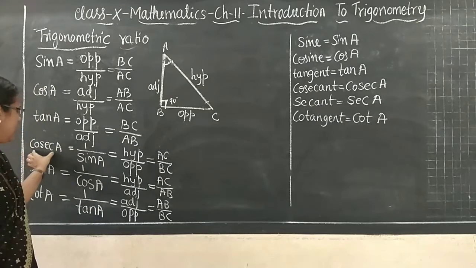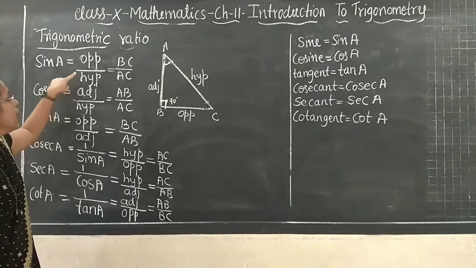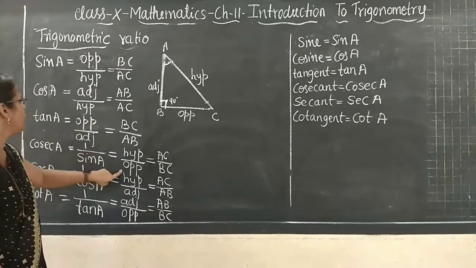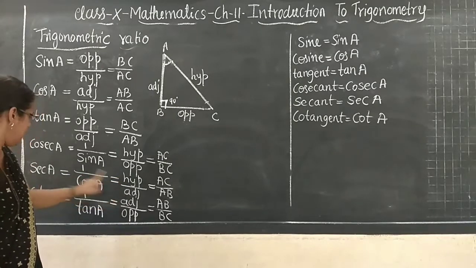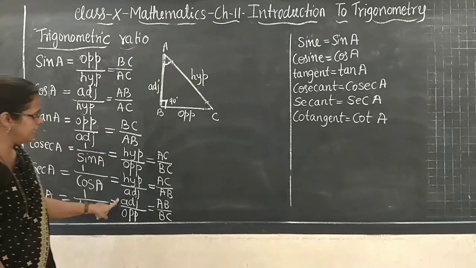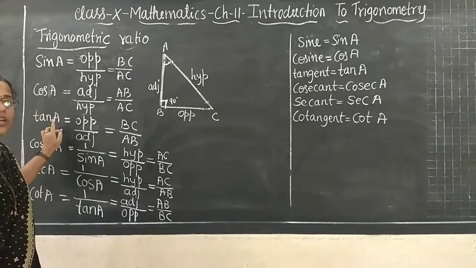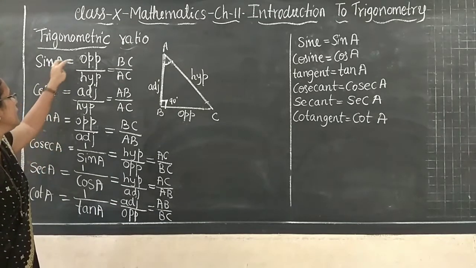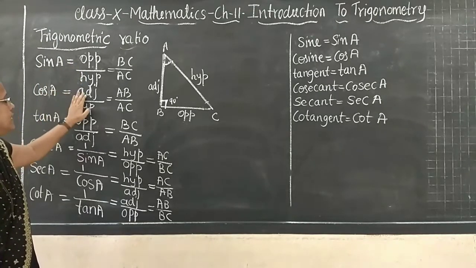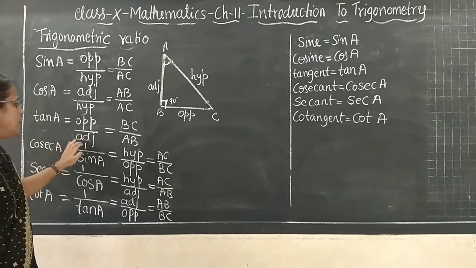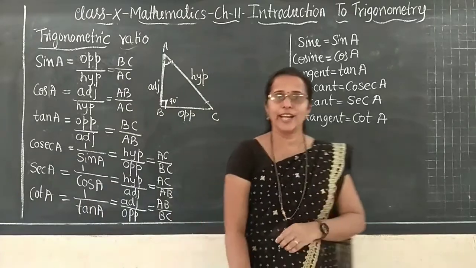Got it? So cosecant means just a reciprocal of sine: hypotenuse by opposite. Then secant, reciprocal of cos: hypotenuse by adjacent. Cot A, reciprocal of tan: adjacent by opposite. By-hearting is difficult, but try to learn these three things properly. Sine is opposite by hypotenuse. Cos is adjacent by hypotenuse. Tan is opposite by adjacent. If you can't understand, write and learn, children.